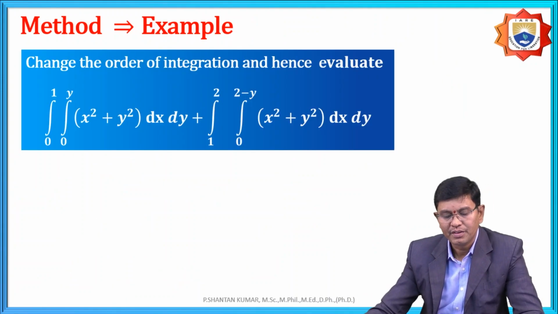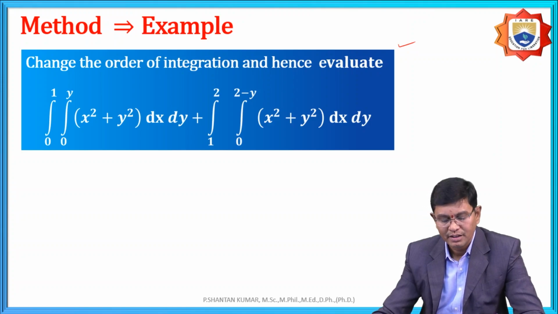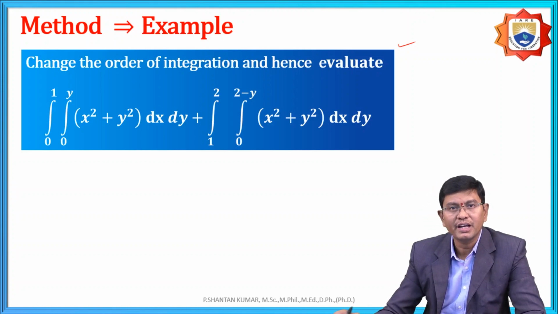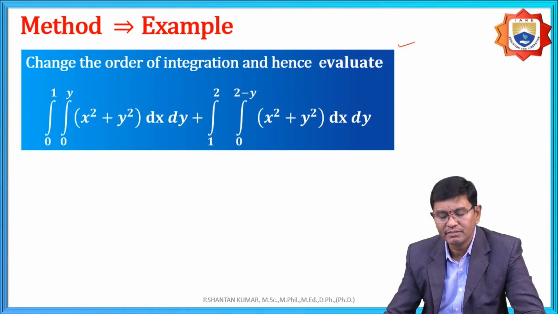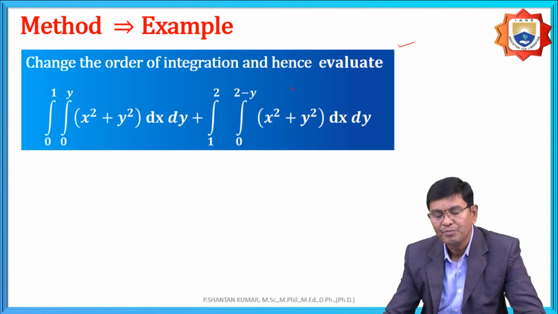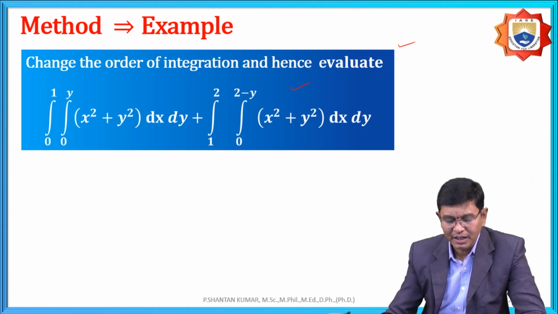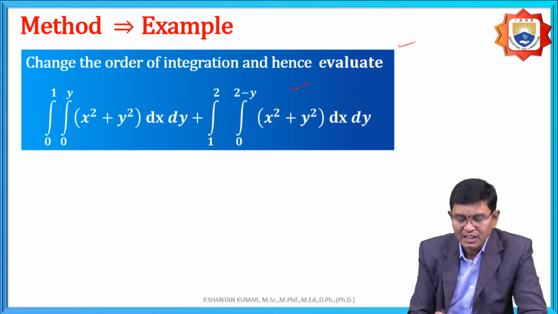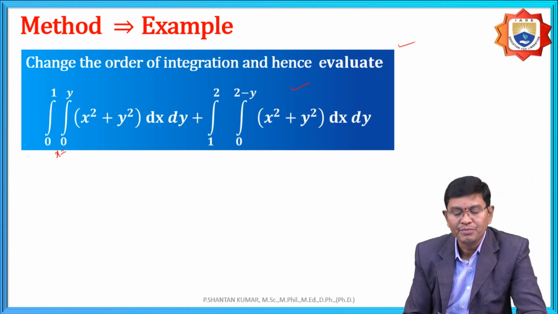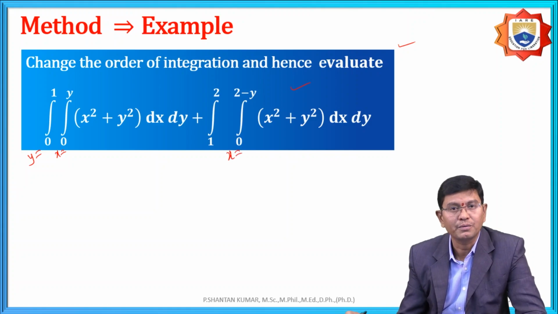For example, here change the order of integration and hence evaluate the double integration 0 to 1, 0 to y, x square plus y square into dx dy, plus integration 1 to 2, 0 to 2 minus y, x square plus y square into dx dy. While observing particularly in these, the first limits are x is equal to 0 to y and the rest of the limits are y is equal to 0 to 1, and moreover the other side is x is equal to 0 to root 2 minus y and y is equal to 1 to 2.